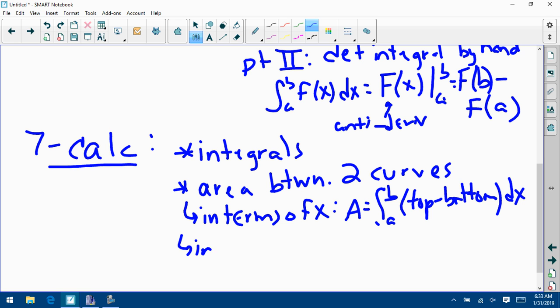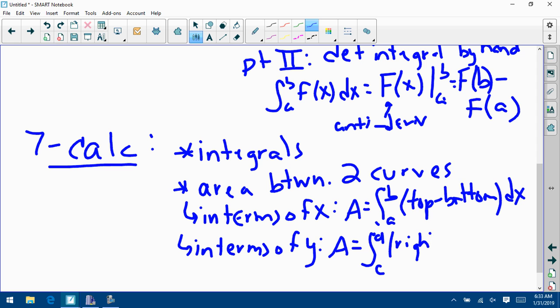But if the area is in terms of y, then area is going to equal the integral from y values, c to d. And instead of top minus bottom, what do we do? Right minus left. And that's in terms of dy.